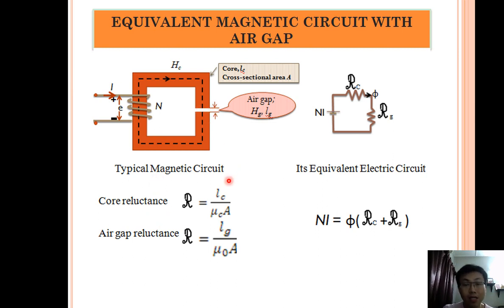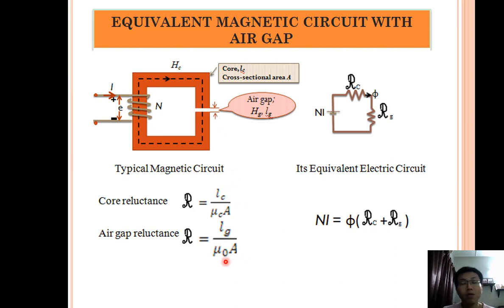So this is a typical magnetic circuit. Sorry, this is not an electric circuit, this is a magnetic circuit here. So the core reluctance is Lc divided by mu C A. Have a look, even the same equation we have. Air gap reluctance R equals Lg divided by mu naught A. Even though we are using the same equation, we need to mention very clearly: Lc means the mean length of the core. Mu C is the material of the core. Lg is the length of the air gap.